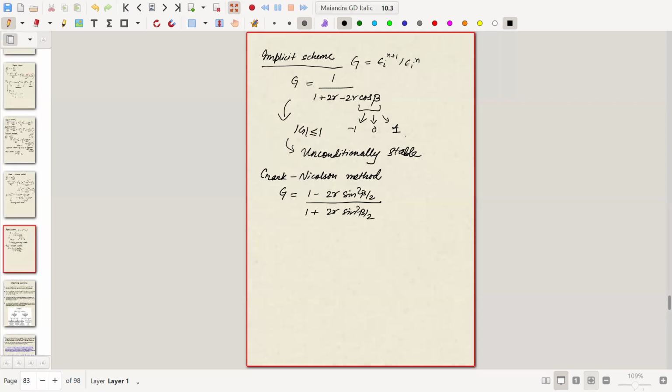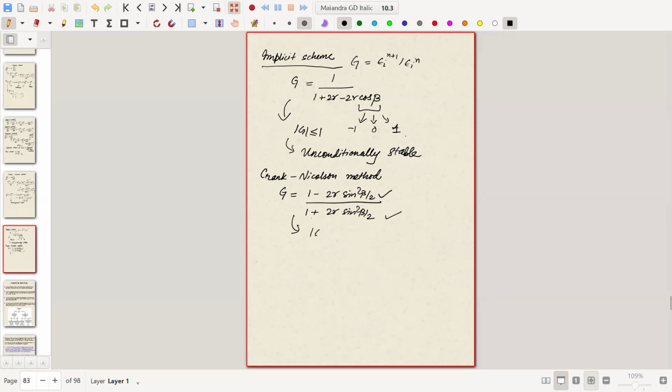So again, eyeball it. Think about why it is a big expression. It is a monstrous equation. But in 1 and 2, sine square beta by 2 is there in both numerators. The thing that is differentiating is a minus and a plus sign. Can you see that the numerator will be less than the denominator because there is a plus sign? And this will always be positive, mod G, like 1 minus 2r sine square beta by 2.